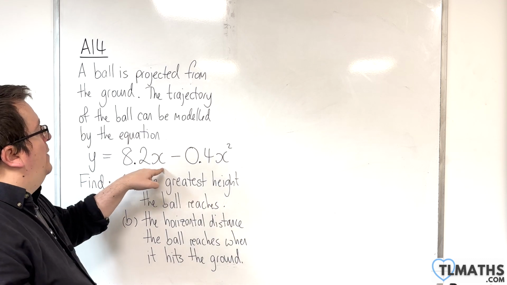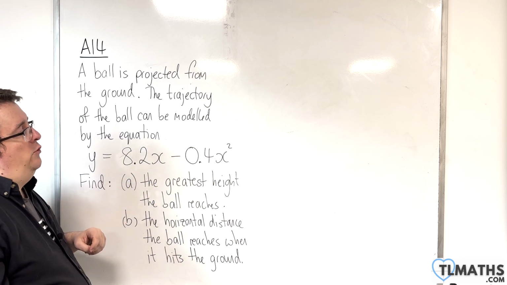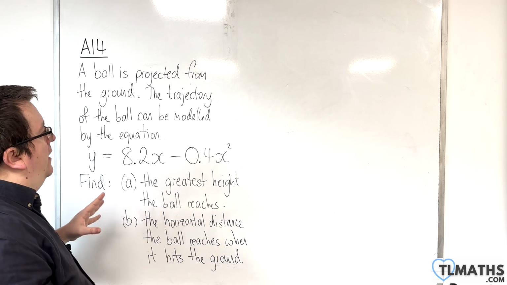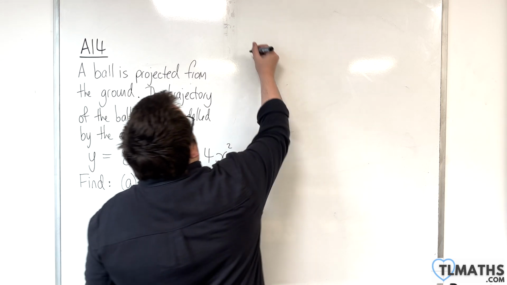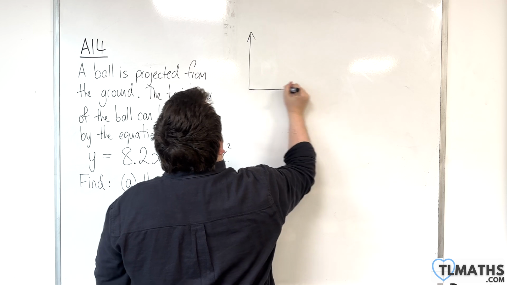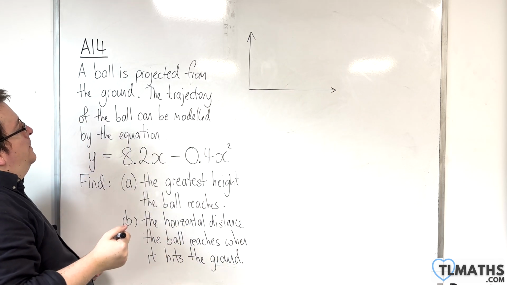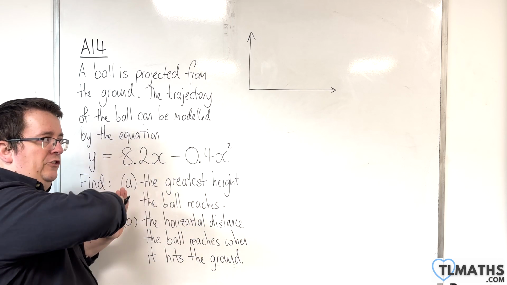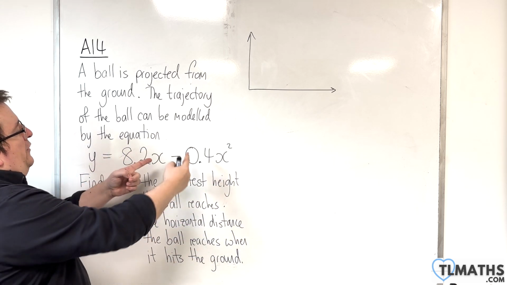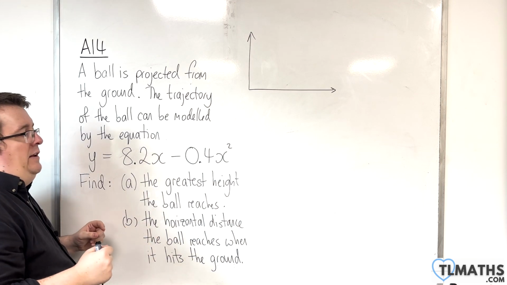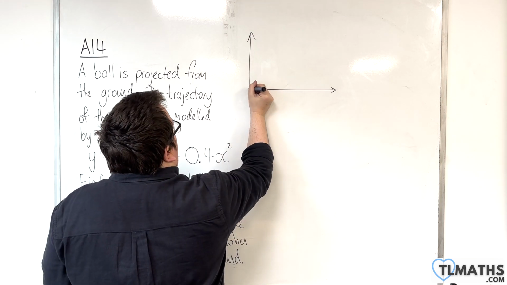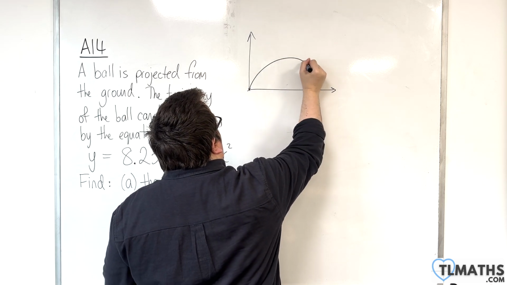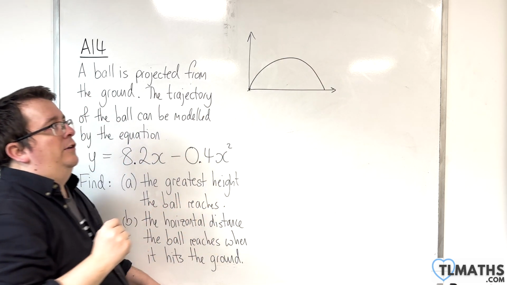Y equals 8.2x take away 0.4x squared. Before we get into any of the questions, let's visualise what that's going to look like. We're going to have a quadratic curve, and because we've got a minus in front of the x squared, that makes it a sad-faced parabola. There's no plus c on the end, so it goes through the origin. It is projected from there, it's going to be a sad-face parabola, and it's going to look something like that.